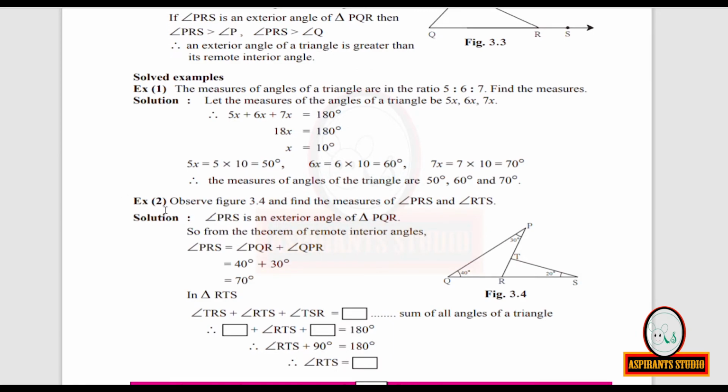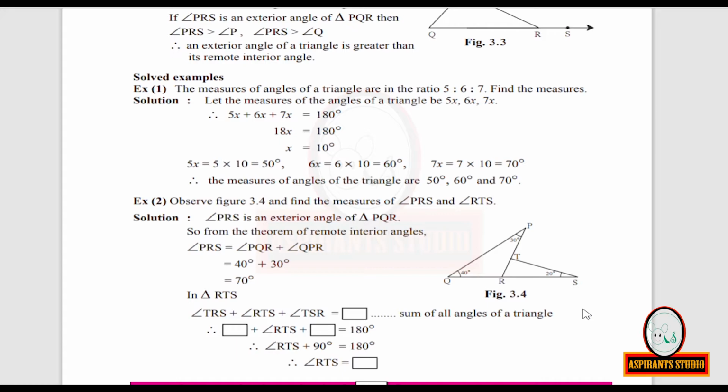Example 2. Observe figure 3.4 and find the measures of angle PRS and angle RTS. Now look at the triangle PQR. Look at triangle PQR in figure 3.4.